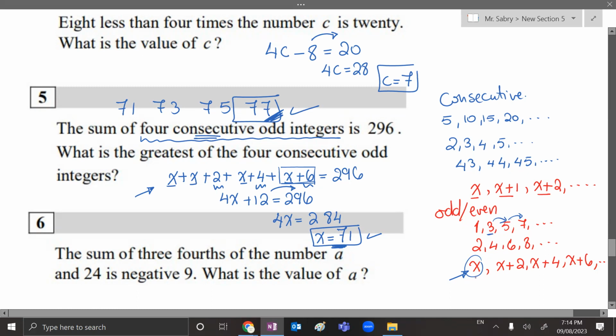So whenever they say consecutive even or consecutive odd, I'll use this as the representation: x plus 2, x plus 4, x plus 6. If the first number is 5, for example, then the others will be 7, 9, and then 11. If the first one is 8, which is an even number, then the next one will be 10, the next one will be 12, and so on. Does this make sense? Yeah. Are you sure? Yeah.